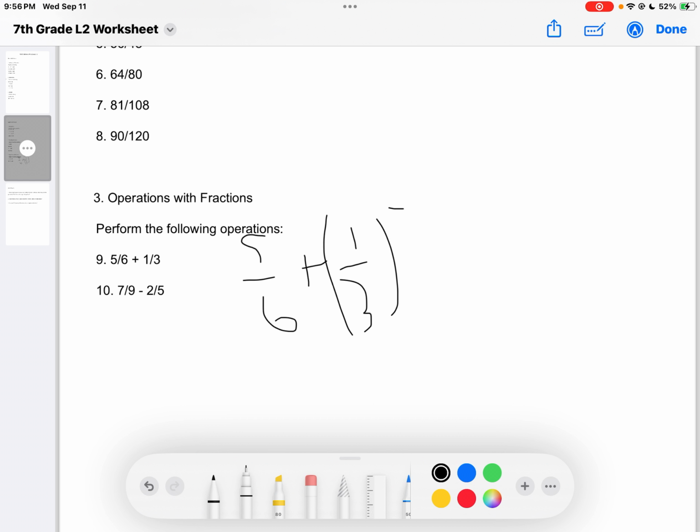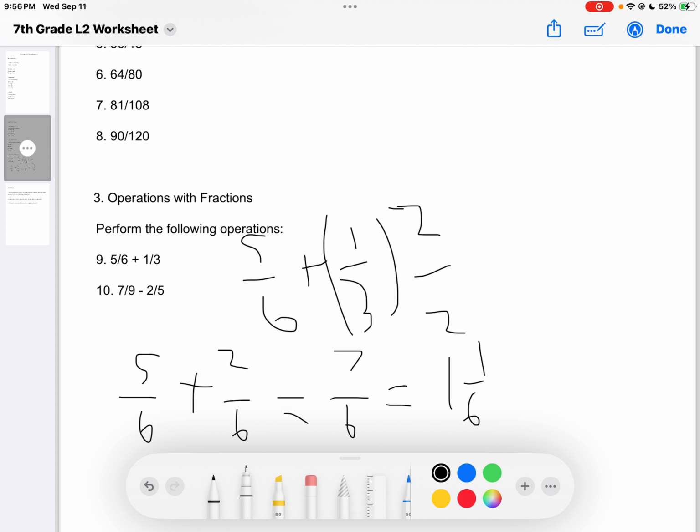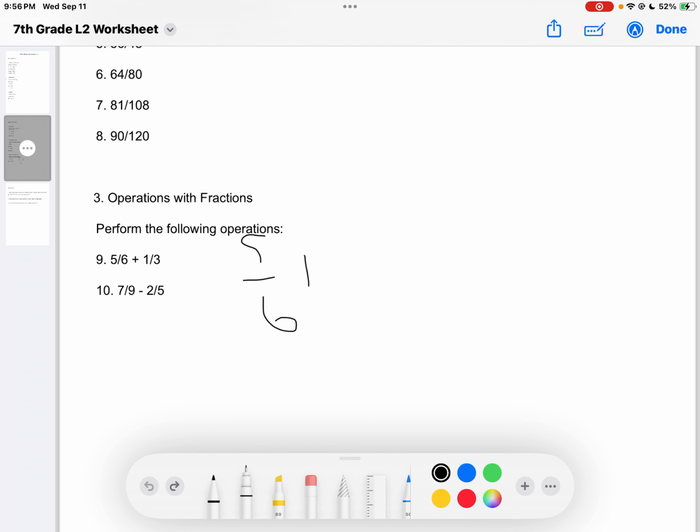In order to get 6 on both sides, you need to multiply by 2 to 1/3. Get 5/6 plus 2 over 6. When you add it, 7 over 6, simplify to 1 and 1 over 6. You never add the denominator, only the numerator. And let's move on to the next question, which is fraction subtraction.